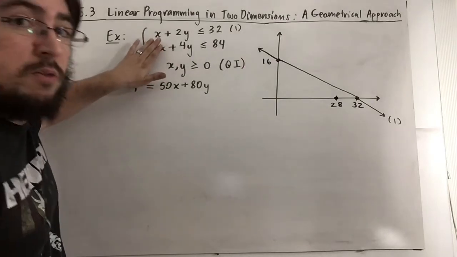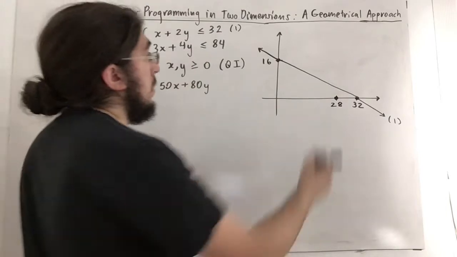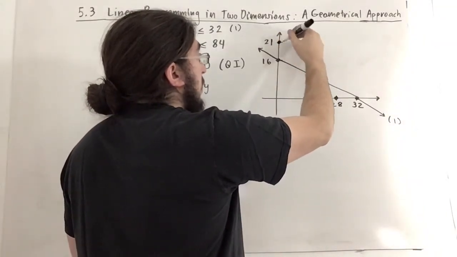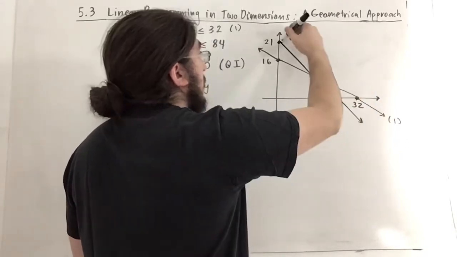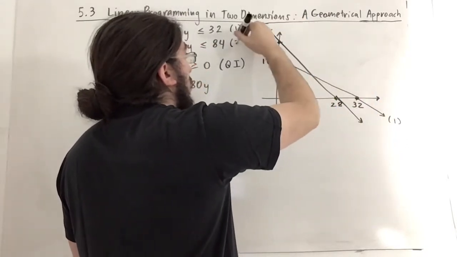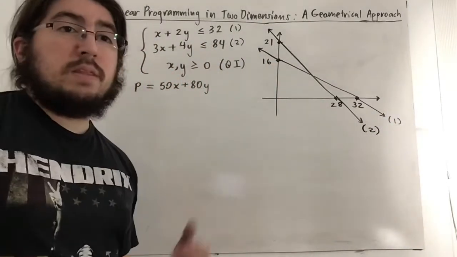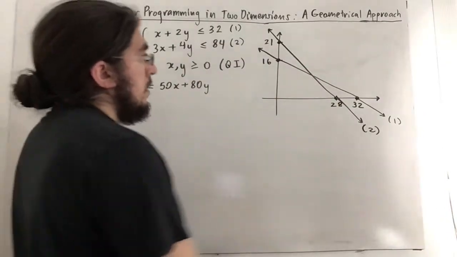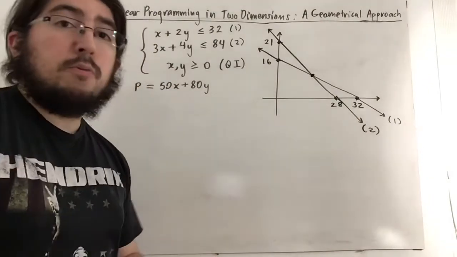And the y value will be, well, let's see. When x is 0, the y-intercept is going to be 84 divided by 4, which is 21. So 21 is a little bit above 16. Let's just say it's over here. Connecting these 2 points gives this line. And I'll call this inequality 2. So I'll label its corresponding line with that label. So notice we have a point of intersection here, and this is a corner point.